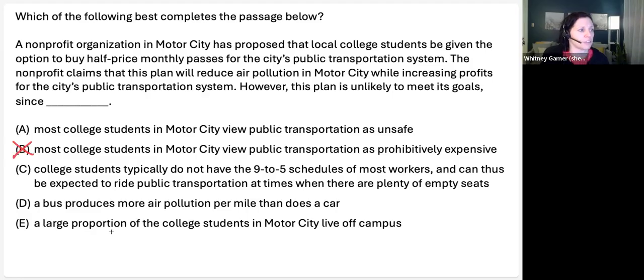Ditto for C. College students typically work schedules outside of 9 to 5. And so there's going to be room for them to ride the bus, right?